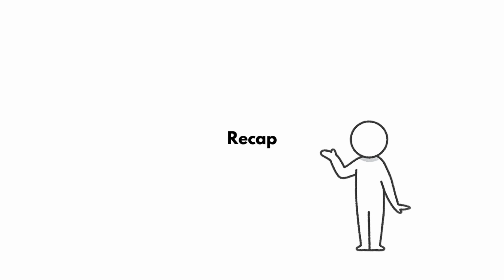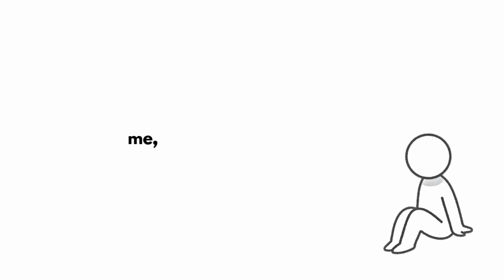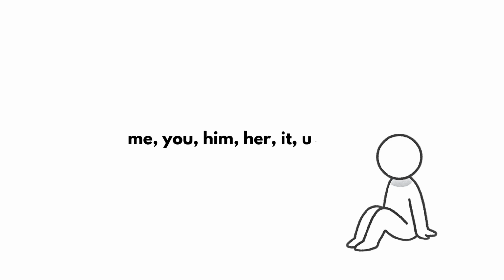Before we finish, let's recap what we've learned today. Subject pronouns are I, you, he, she, it, we, they. Object pronouns are me, you, him, her, it, us, them. Practice saying them out loud. That's all for today's lesson on subject and object pronouns.